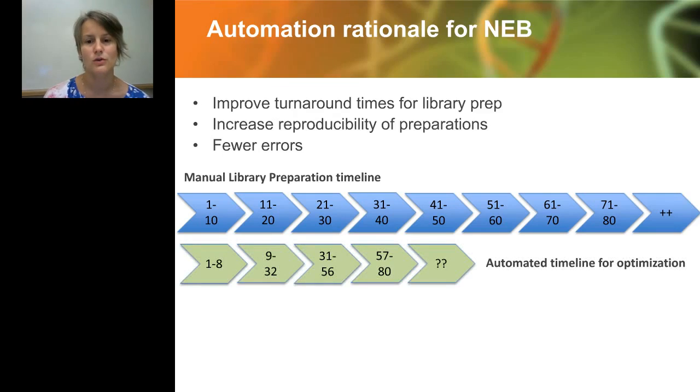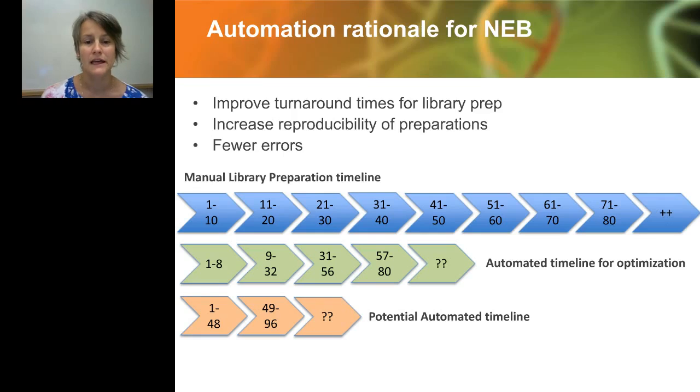So here's our automated timeline that we used for this project and how we optimized this protocol. The first time we did it, we just did 8 samples, and then we increased that to 24 preparations at a time in one sitting. So you can see already we're halving the time that it would take to make the same number of libraries. And I propose that you could do 48 at a time. And again, you're going to really reduce the time that it's going to take to make, for example, 96 libraries to sequence.